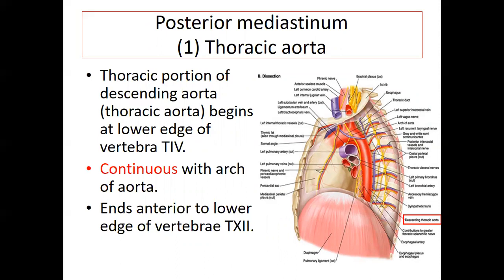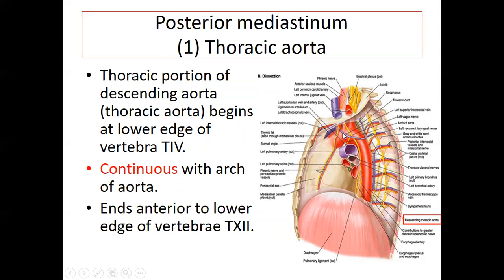The thoracic aorta. You can see here, this is the thoracic portion of the descending aorta. The thoracic aorta begins at the lower edge of vertebra number 4. It continues with the arch of the aorta.